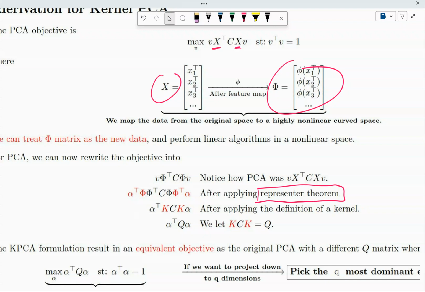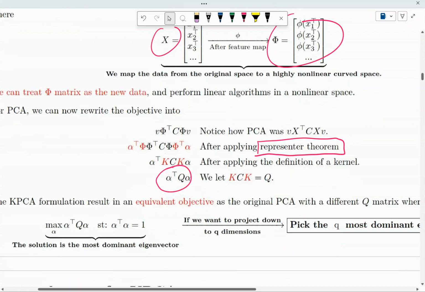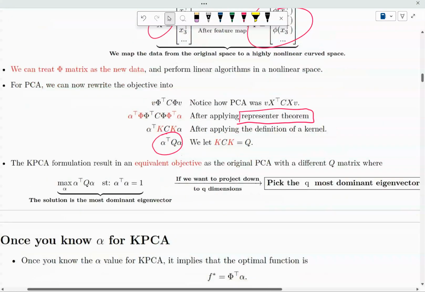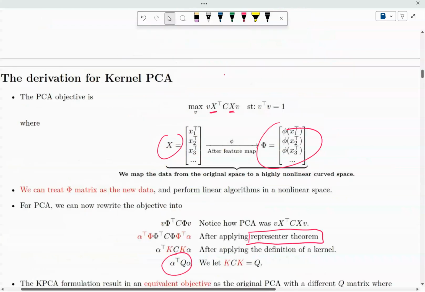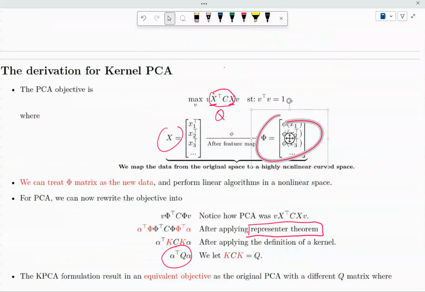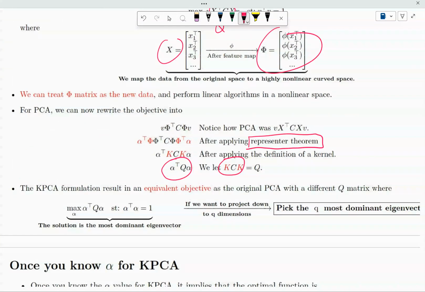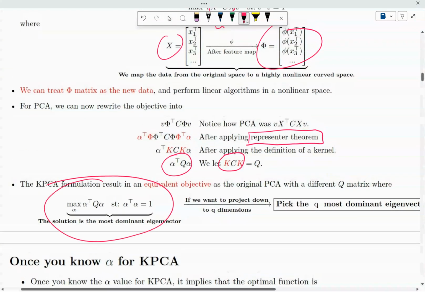This right here implies this is a kernel. This is a kernel. So we now have an alternative problem. If we let K C K equal Q, now we have an equivalent objective to PCA. Remember, PCA looks like that; that was the Q for PCA. Now the Q is slightly different. That's the only difference. And then we can find PCA. And just like PCA, we find the most dominant eigenvector of Q. That would be your alpha vector.